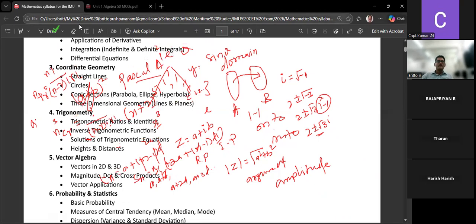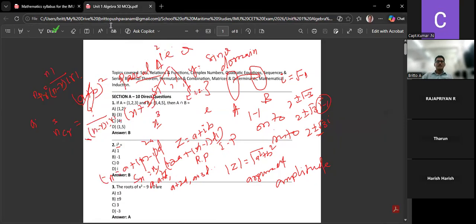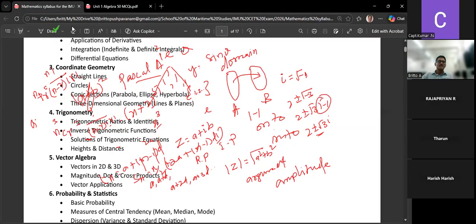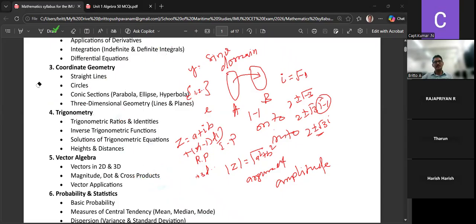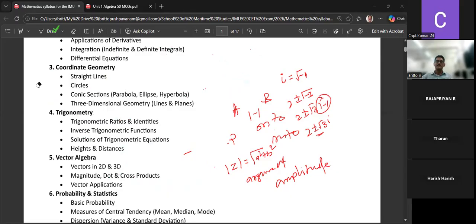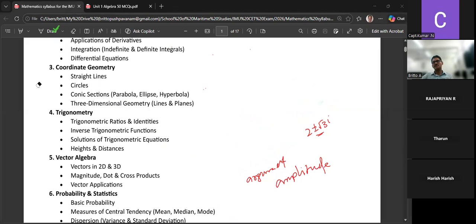Now, this is the problem which is in algebra. Wait a second, I'll write this one. So these are the topics we have. The remaining topics, coordinate geometry, trigonometry, we'll discuss on some other day. So today we'll discuss only the first topic, which is algebra.